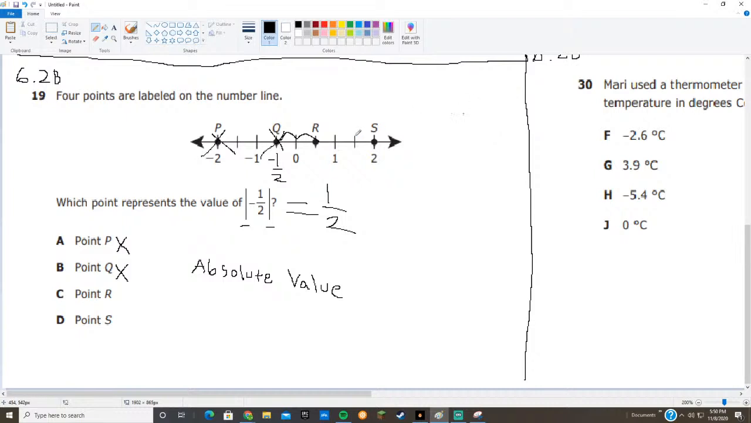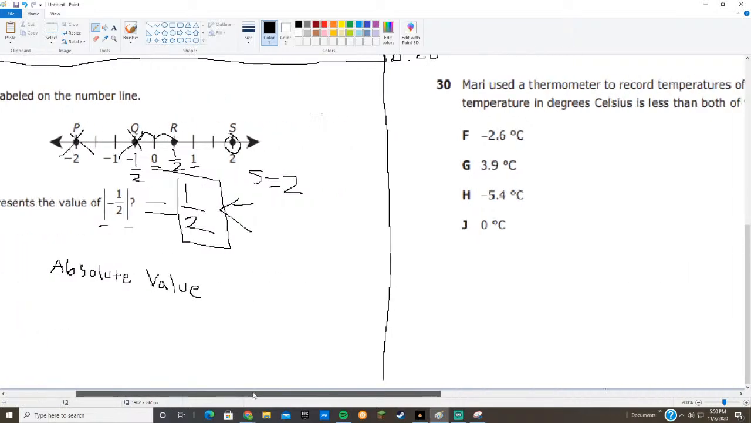Now we have to analyze this and see which one would best represent the value of 1/2. So we have R, which is in between 0 and 1. And then we have S, which is 2. S equals 2. But we are looking for the value of 1/2. And S is not 1/2. So we can rule out S. Meaning our only logical answer choice that's left is R, which is indeed equal to 1/2.